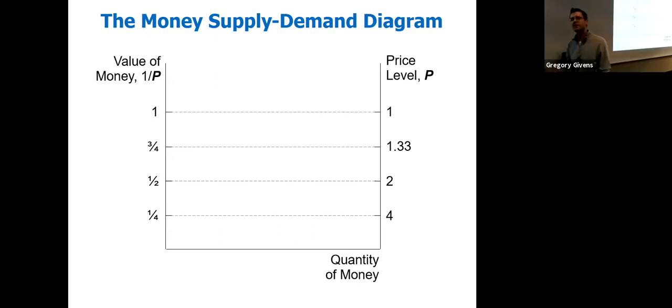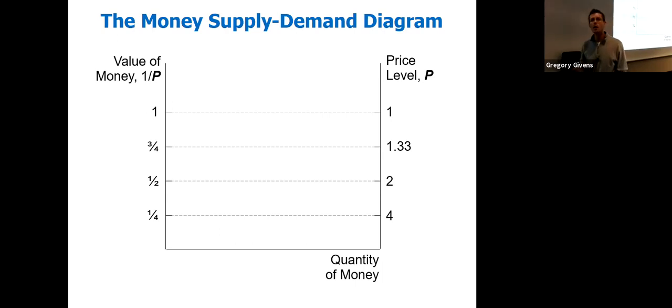So in the standard way, we're going to graph the quantity of money on the horizontal axis here. That's the quantity of the good that we're modeling. And we're going to put the price of that good, or the value of money, on the vertical axis. That's going to be the left-hand side axis here: 1 divided by the price level, okay? The interaction of money supply and money demand will determine the value of money in equilibrium.